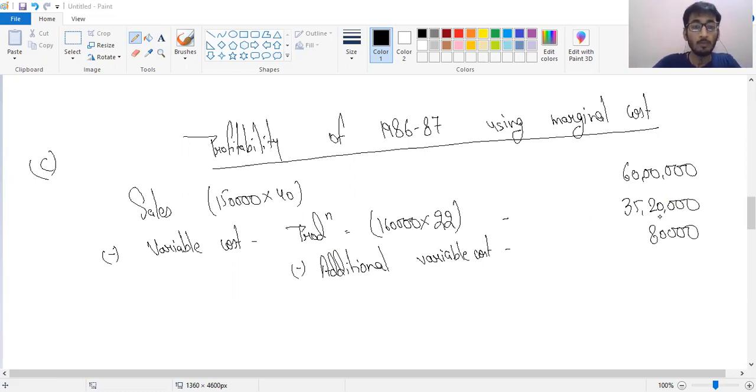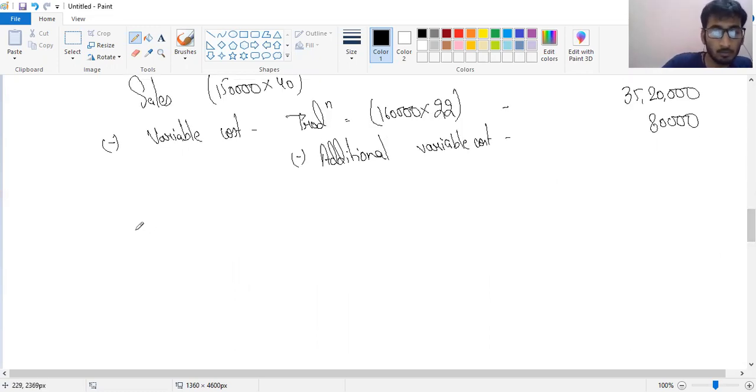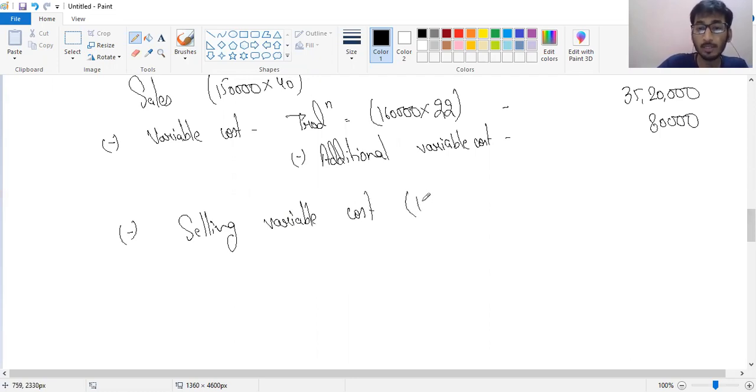Now the other cost would be the selling cost. What is the selling variable cost? How many units are we selling? We are selling only 1,50,000 units. The selling cost is 6, so it would be 9 lakh.